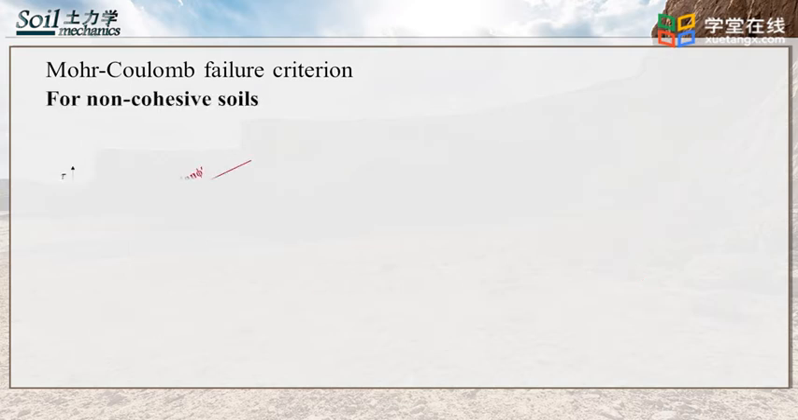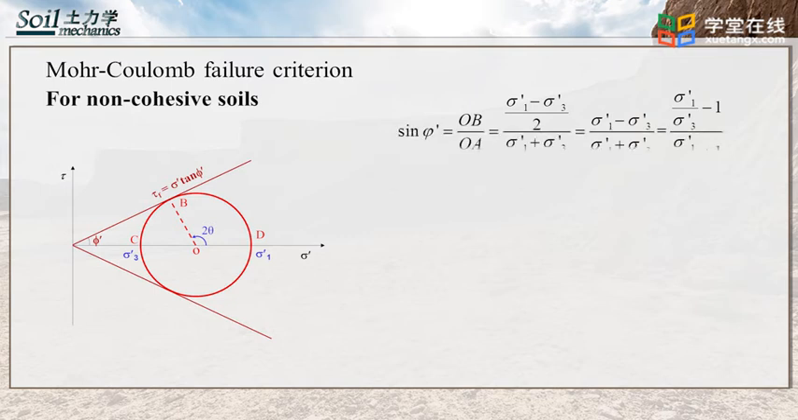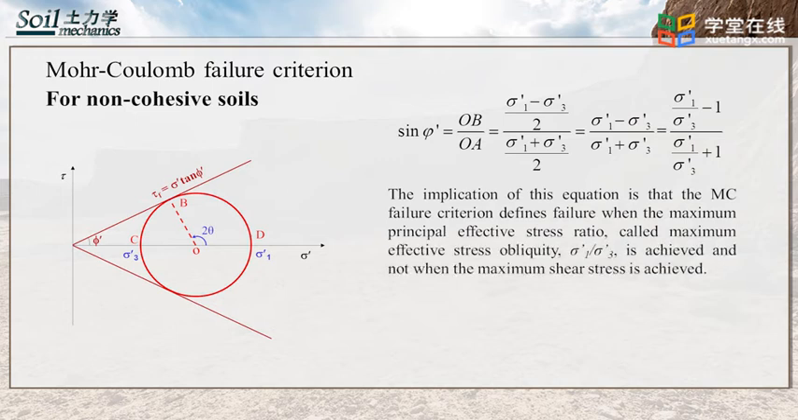For non-cohesive soils, according to the geometry in the figure, we can easily get the sine phi as indicated in the first equation. The implication of this equation is that Mohr Coulomb failure criterion defines failure when the maximum principal effective stress ratio, called maximum effective stress obliquity, sigma 1 prime divided by sigma 3 prime, is achieved, and not when the maximum shear stress is achieved. In addition, as shown in the second and third figures, knowing the friction angle and sigma 3, we can easily calculate the sigma 1. Similarly, knowing the friction angle and sigma 1, we can easily calculate the sigma 3.